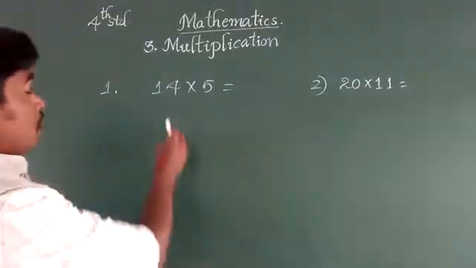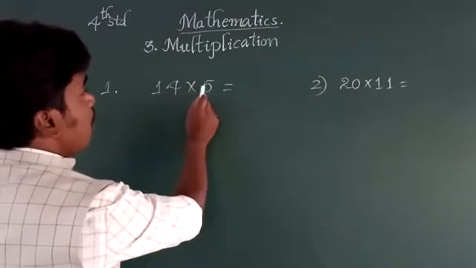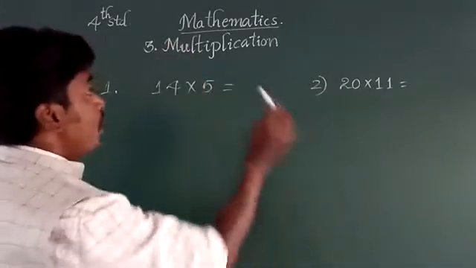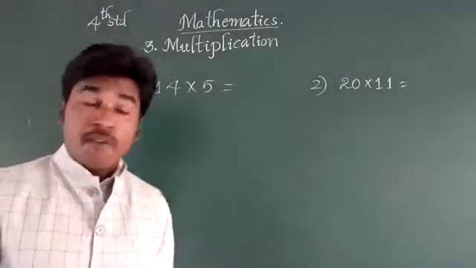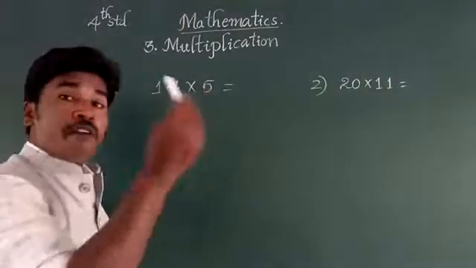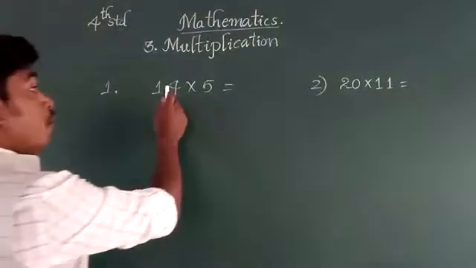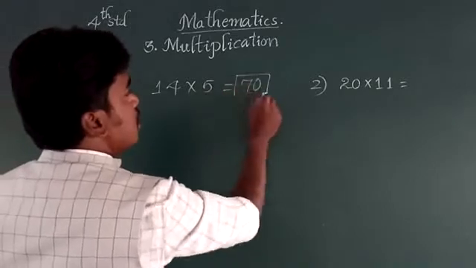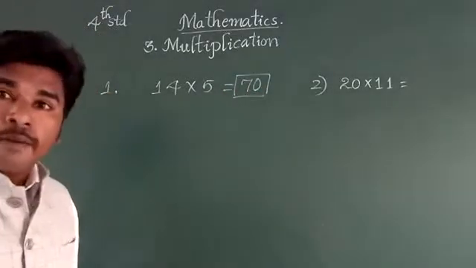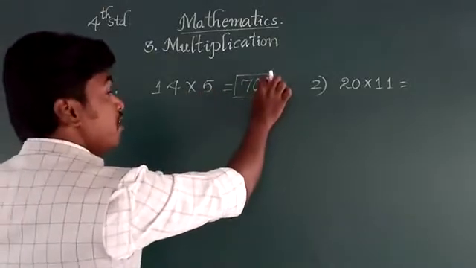Okay? So here 14 into 5, it means that 14 is repeated 5 times or 5 is repeated 14 times. Both are same only. So that 14 fives, it has become 70. 70 is the answer. It is the product. Dear students, if you know the multiplication tables, you can write 70 directly.